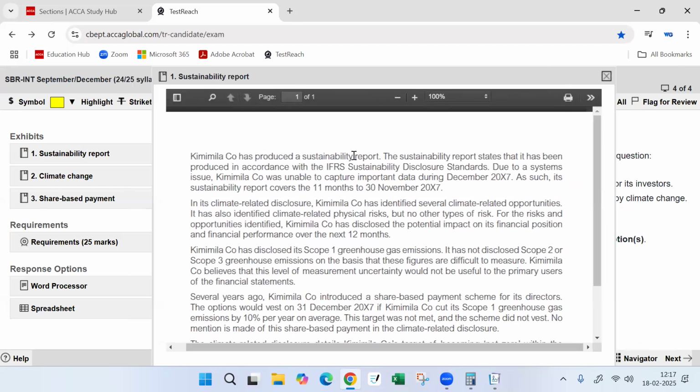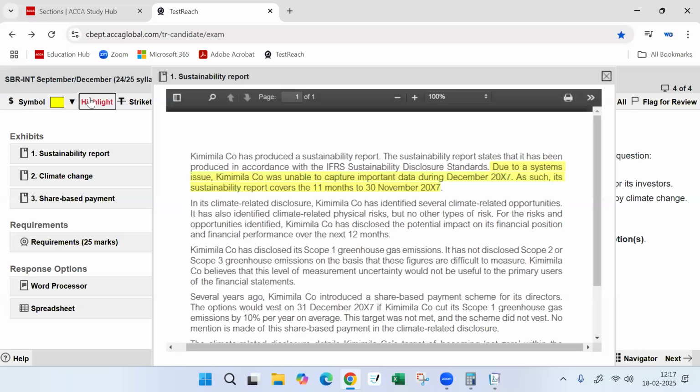Kimimila company has produced a sustainability report. The sustainability report states that it has been produced in accordance with IFRS standards. Due to systems issue, Kimimila was unable to capture the important data of December X7. As such, its sustainability report covers the 11 months to 30th November 2007. So there is an issue here, right?